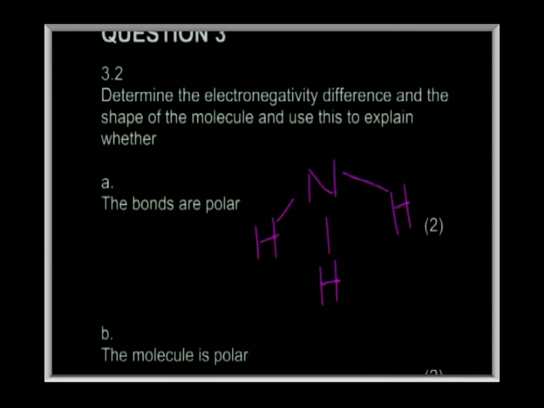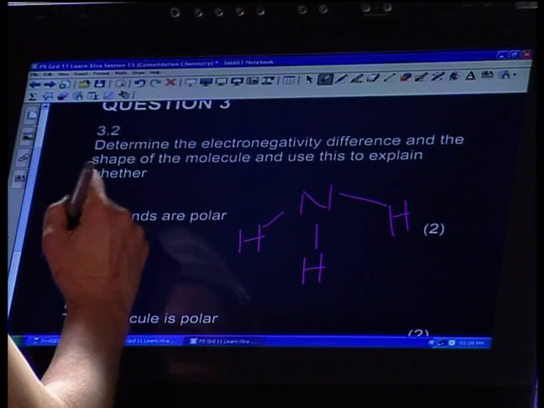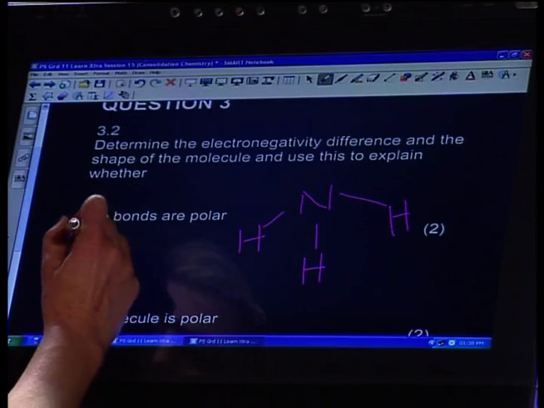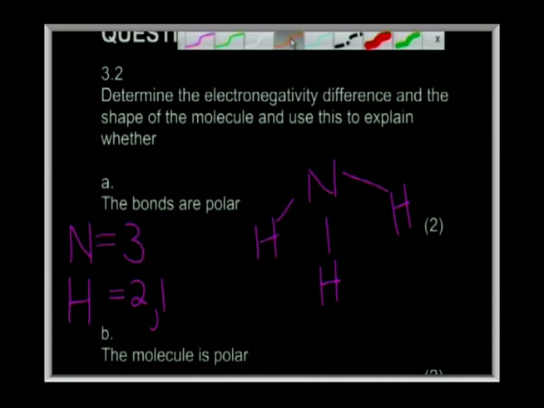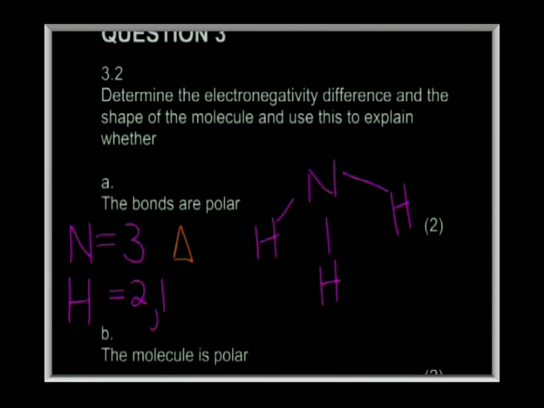So what I'm going to do is I'm going to look up those electronegativities on my periodic table, and you will find that nitrogen is 3 and that hydrogen is 2,1. So the difference in electronegativity of hydrogen and nitrogen, I'm going to indicate it by saying delta EN, meaning the difference, and the difference is therefore 0,9.